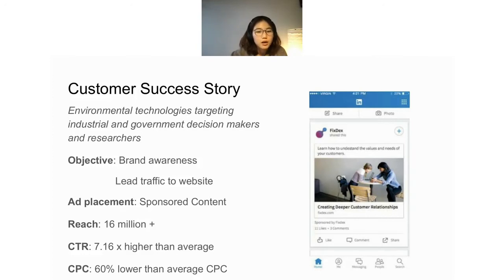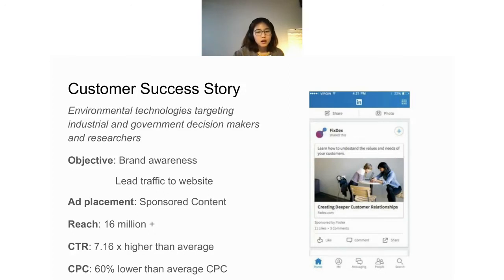We have a client from the environmental technology industry, and they wanted to target industrial and government decision makers and researchers for their brand and their website. The objective for this campaign is to boost the brand awareness of the company and also lead traffic to the company website. The ad placement we used on this campaign is LinkedIn's sponsored content, which is the information flow ads we have.